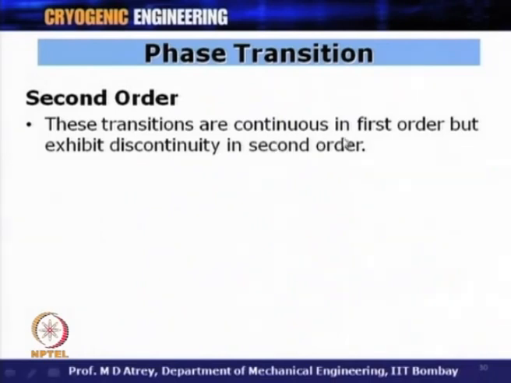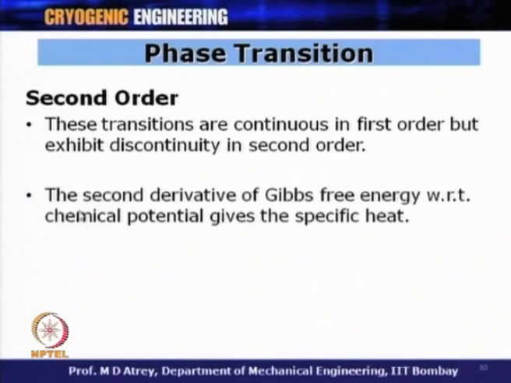These transitions are continuous in the first order, but exhibit discontinuity in the second order. So, if I differentiate the Gibbs free energy function a second time with respect to some other parameter, then I will get a discontinuity there, and that is why this is called a second order phase transition. The second order derivative of Gibbs free energy is taken with respect to chemical potential, because some kind of reaction is happening and there is a chemical potential associated with that transition.